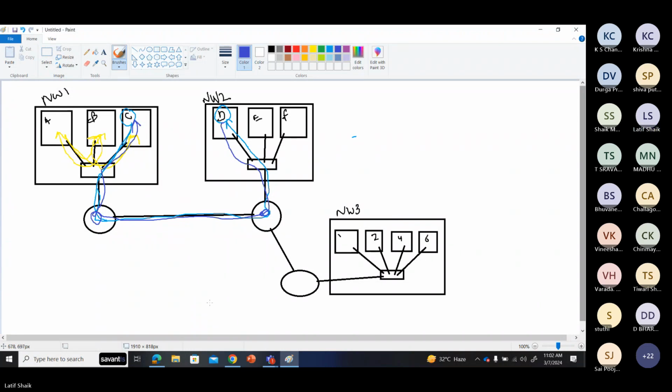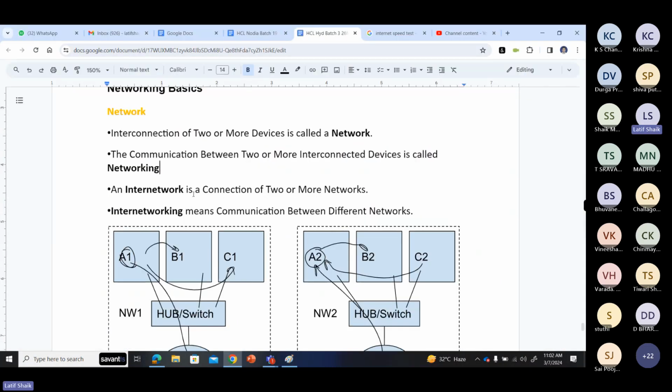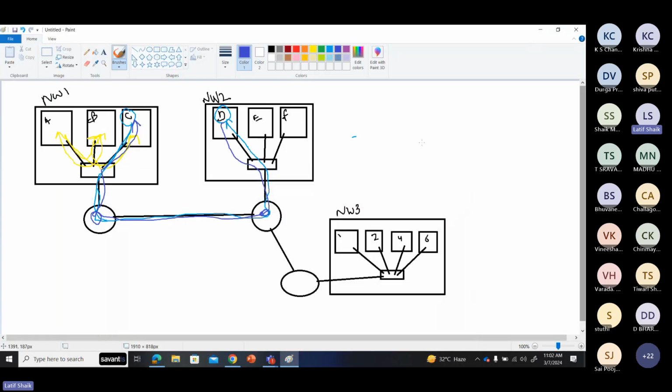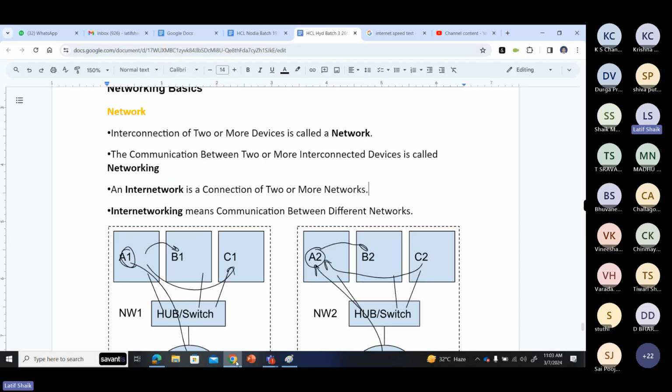This is called an internetwork. What is an internetwork? It's a connection of two or more networks. We created an internetwork. This device is an internetworking device. And if you are able to communicate from one network to another network, that is called internetworking.